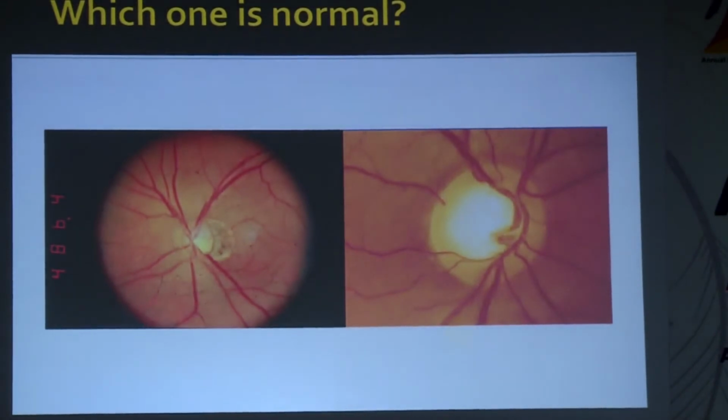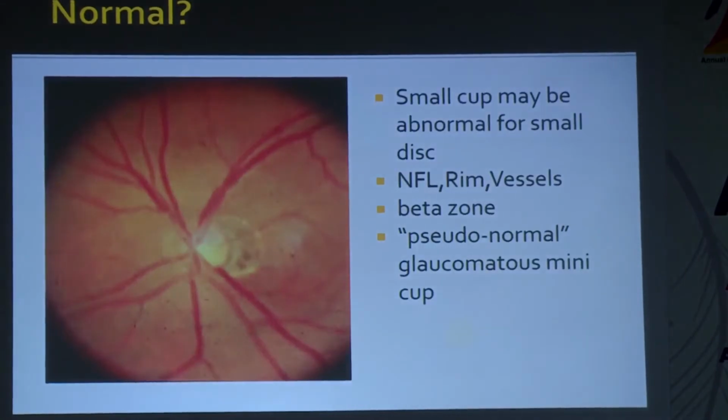So now let's look at these two examples. Which out of these do you think is normal? Any takers? The right one. Okay. So let's look at the first one. This is a small cup. Like I said, a small cup can be abnormal for a small disc.